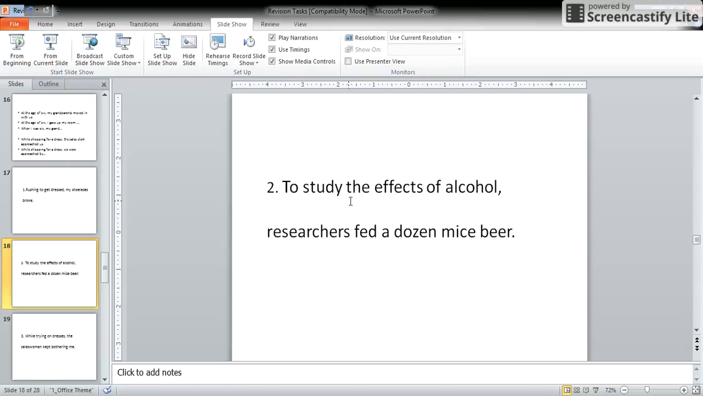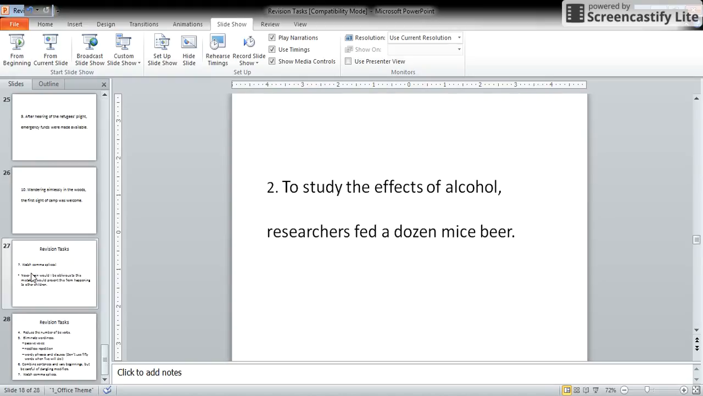Here's an example of a sentence that does not have a dangling modifier. This is a correct modifier: "To study the effects of alcohol, researchers fed a dozen mice beer." So to study the effects of alcohol, well, who is trying to study the effects of alcohol? Does it make sense that that would be researchers? Can researchers study the effects of alcohol? Yes. So this is not a misplaced or a dangling modifier. That one works as it is. So those are some examples of what to watch out for as you revise.